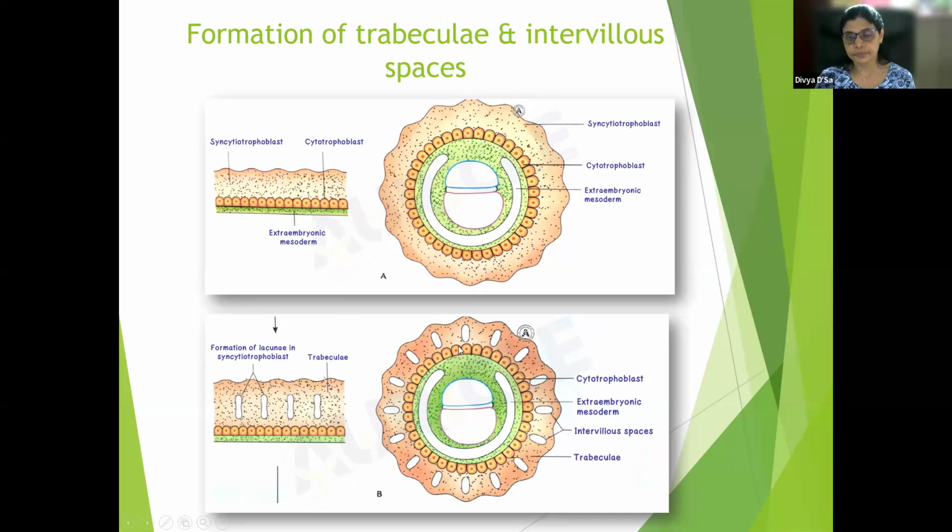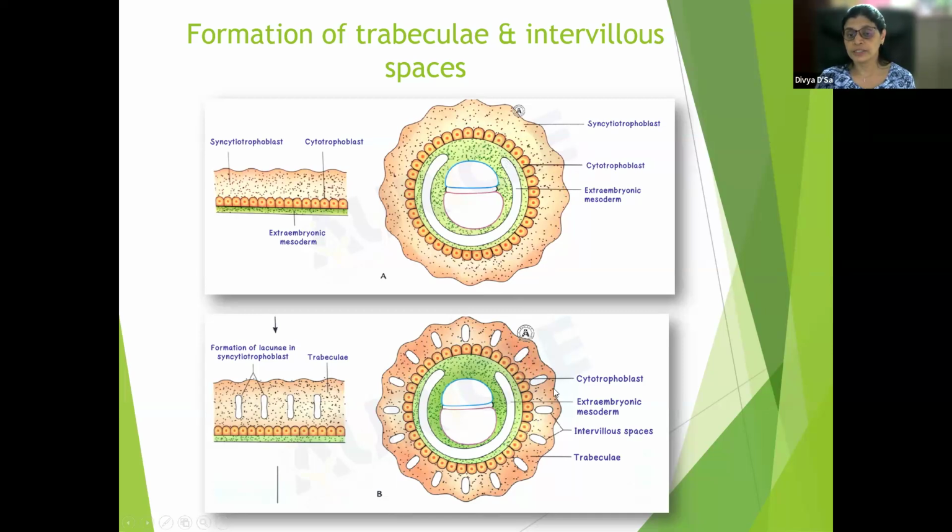So initially, in the syncytial trophoblast, what happens is there is formation of vacuoles. As the cells progress, the cells will separate, and they form what we call spaces or lacunae. So these are the lacunar spaces. In between these lacunar spaces, the chorion will form the villi. Okay, the chorionic villi will be formed.